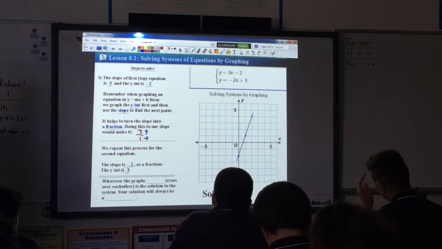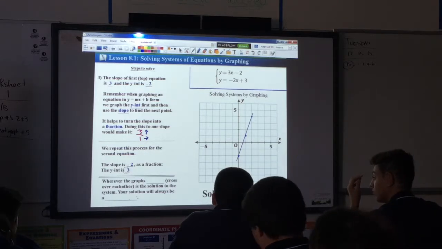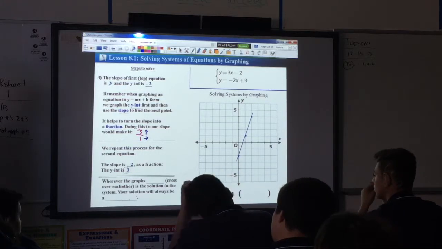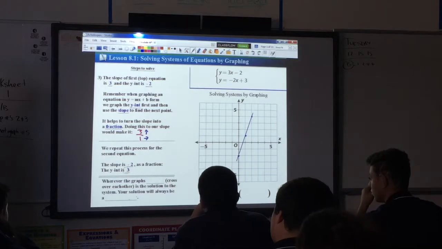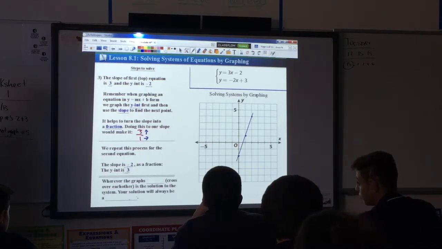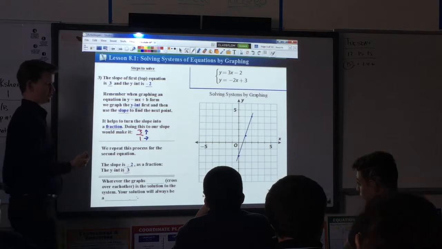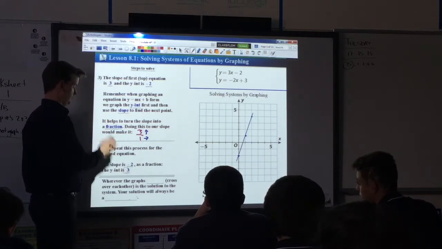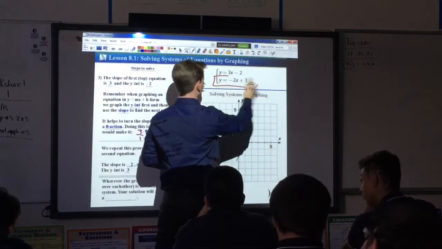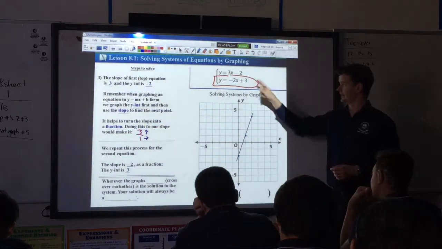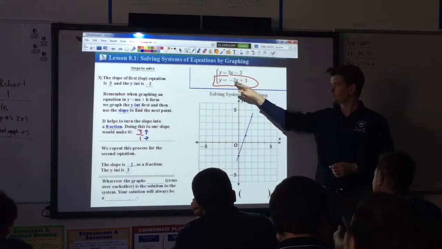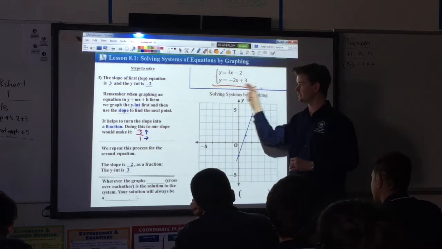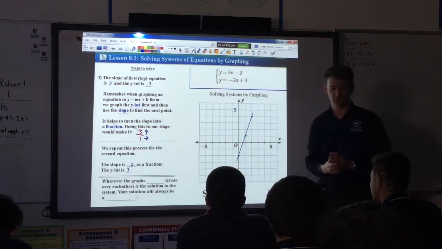We need to turn the slope into a fraction. So, Chris, what is the slope going to be as a fraction? Okay, the slope is negative 2. The y-intercept is 3. What will the slope be as a fraction? I have to turn it into a fraction in order to use it to get the next point. No. The y-intercept, look at this equation. That's my y-intercept, the 3. My slope is what? Negative 2. Okay. The 3 has nothing to do with the slope.